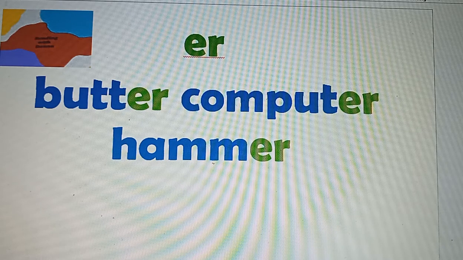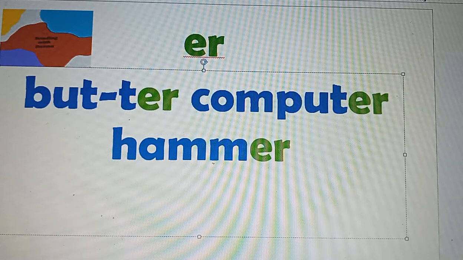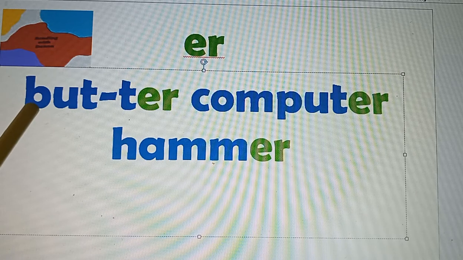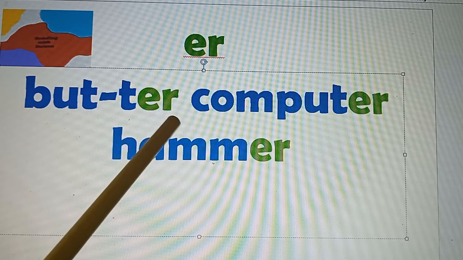Next thing that we must know is that we always break for a syllable between a double consonant, where consonants are double. Like we see there, T and T, we call them double consonant. So we break it right in the middle there. And we get two parts, two sound parts. The first sound part is but, and then ter.